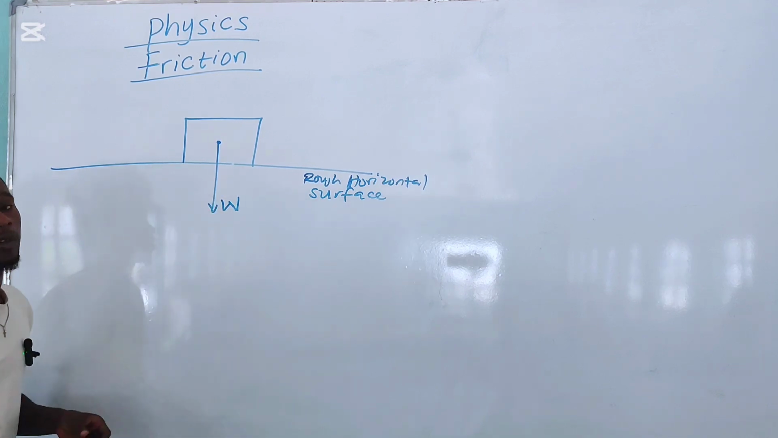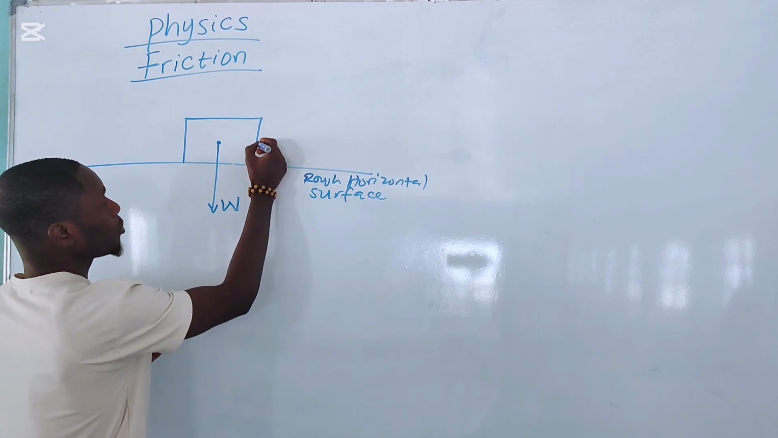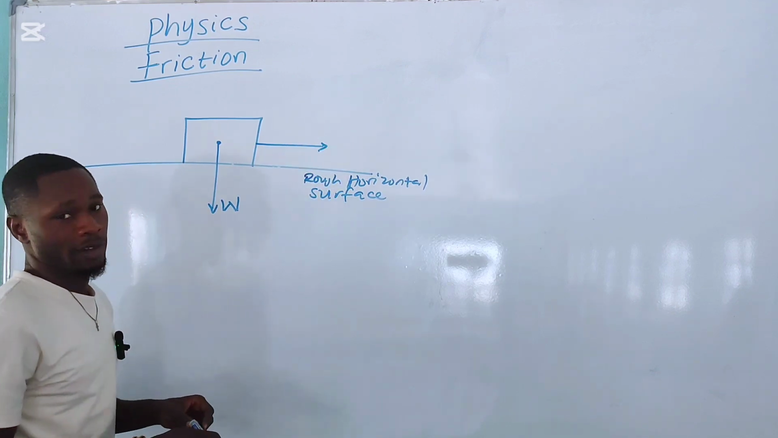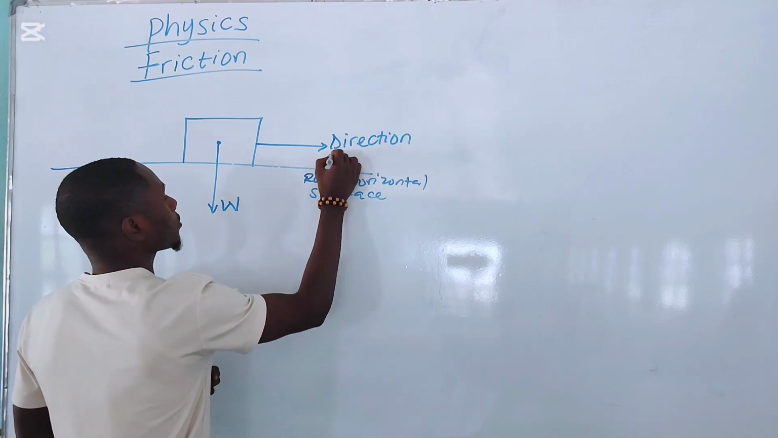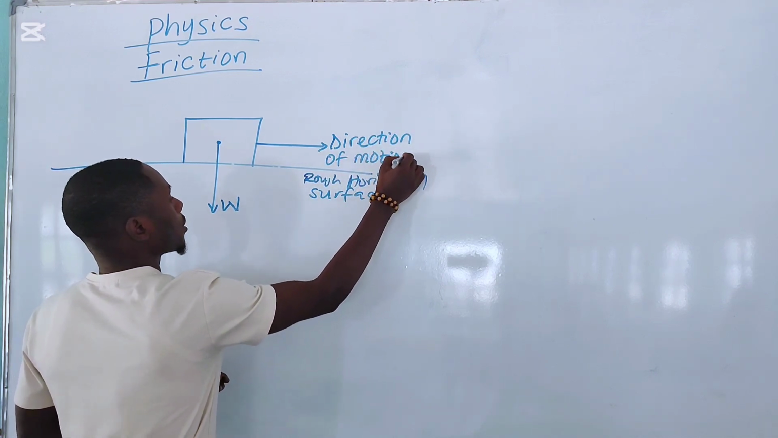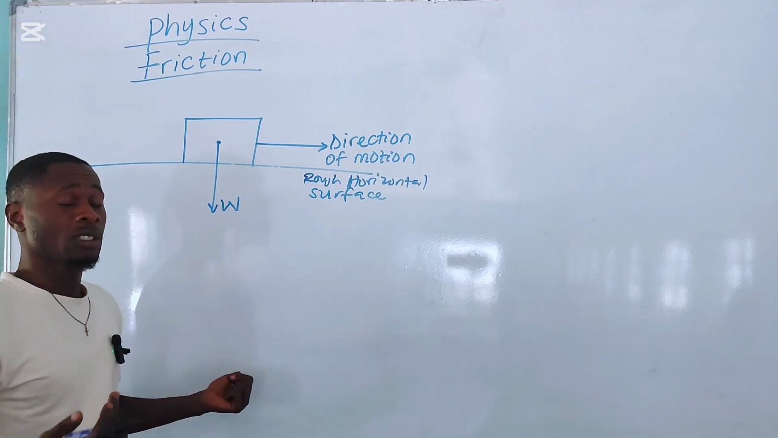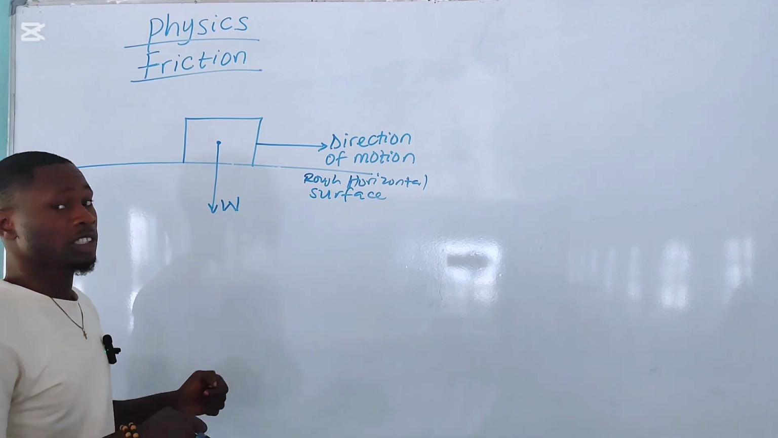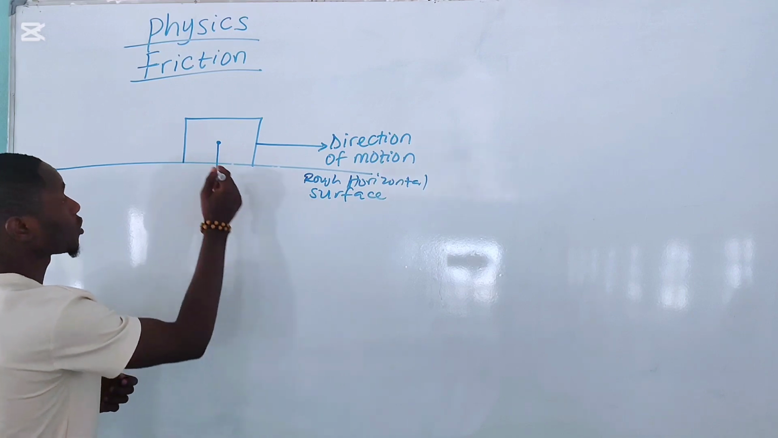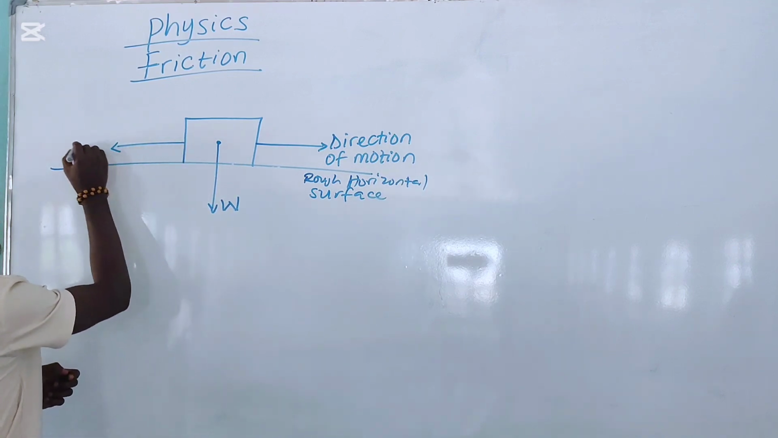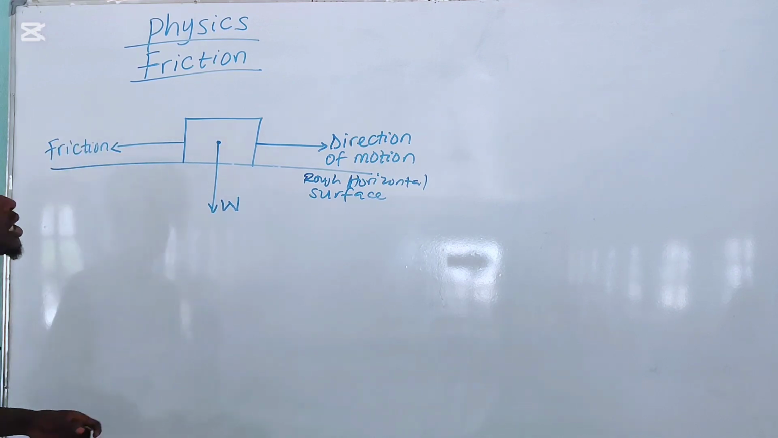For this wood, we know that the entire weight of the wood is acting downward. That is the weight of the wood. And also, let's consider that this wood is being pulled in this direction. Let's say this is the direction of the motion. Of course, we know that friction is a force that opposes motion, so the direction of friction will be opposite to the direction of motion. So friction will act in this direction. This is our direction of frictional force.